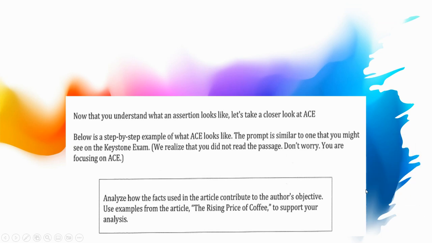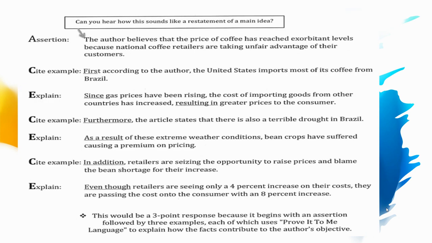So we're going to take a closer look at ACE. We're going to give a step-by-step example. This prompt is similar to one you might see on the Keystone exam. We're going to analyze how the facts used in the article contribute to the author's objective. Use examples from the article, The Rising Price of Coffee, to support your analysis. So you didn't read the passage, but we're focusing on ACE, not the passage.